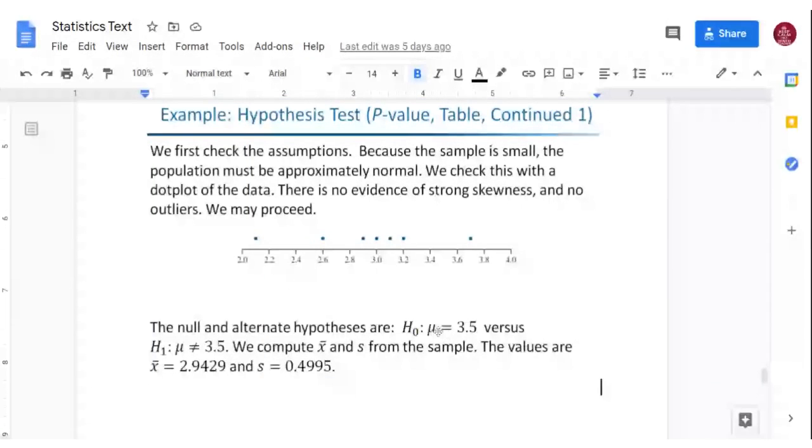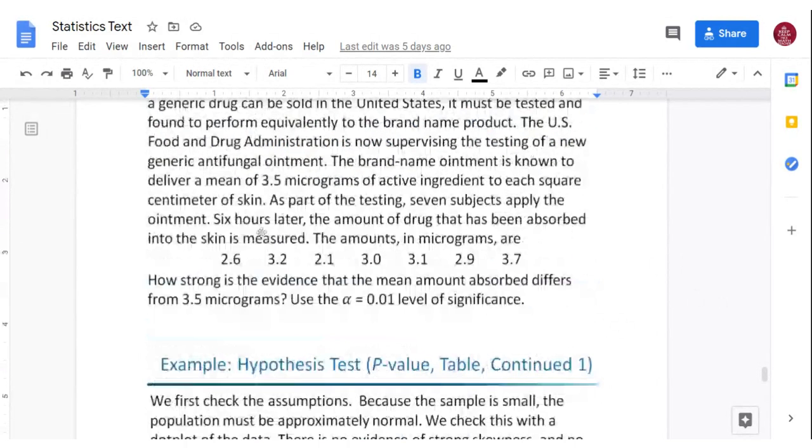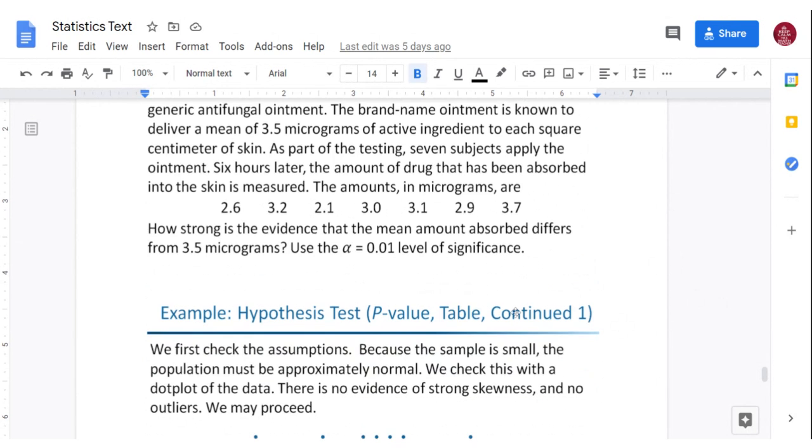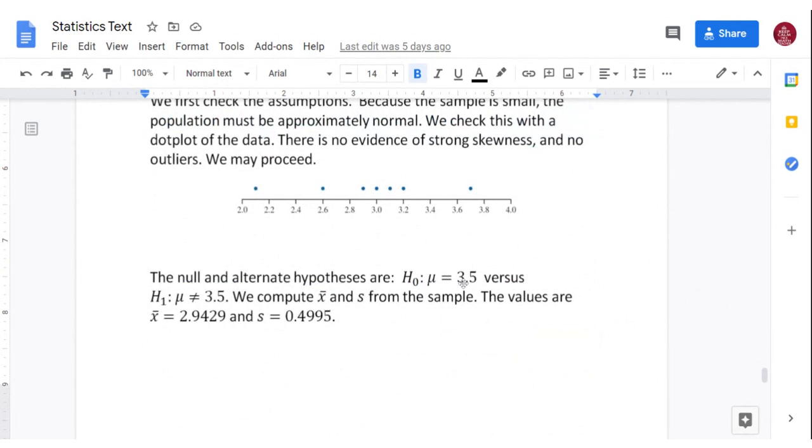So we're measuring against the mu of 3.5, which is the brand name. And the question was, right here, how strong is the evidence that the mean amount differs from 3.5 micrograms? It doesn't say whether it's less than or greater than, so this is what we call a two-tailed test. It says differs from. All right, so it's a two-tailed test. So the null is mu equals 3.5, and the alternative is mu is not equal to 3.5, which denotes the differs from.